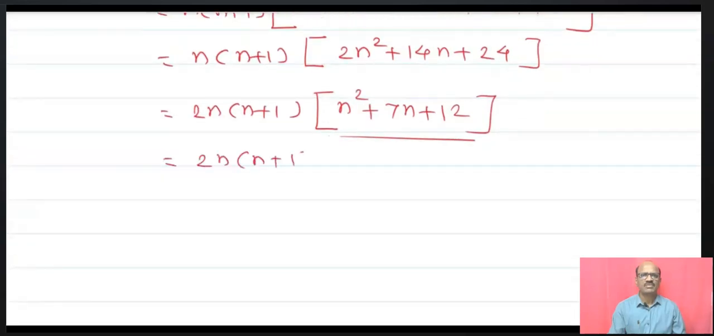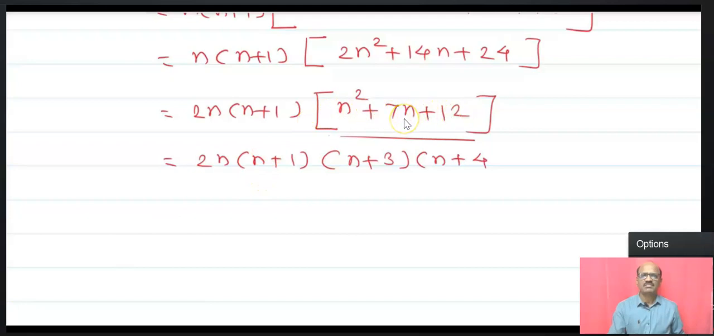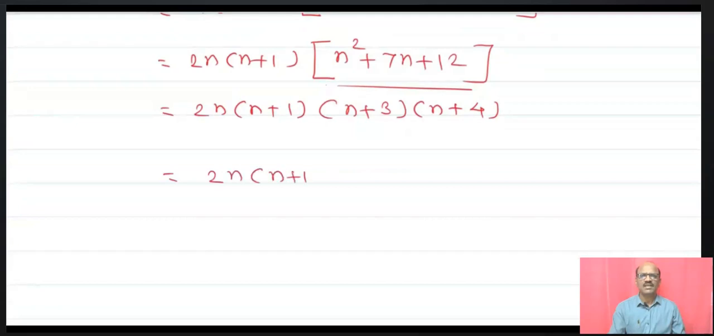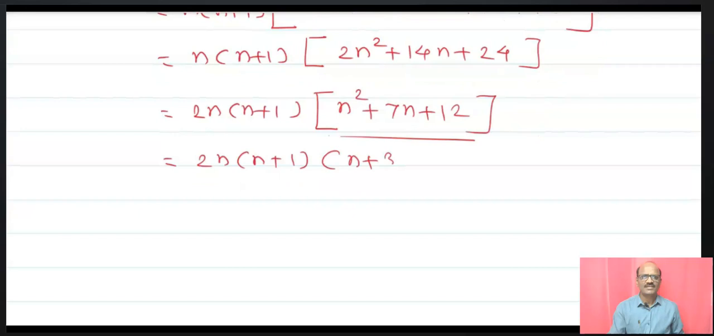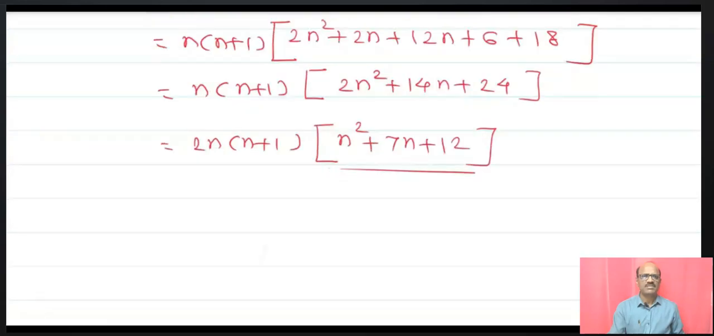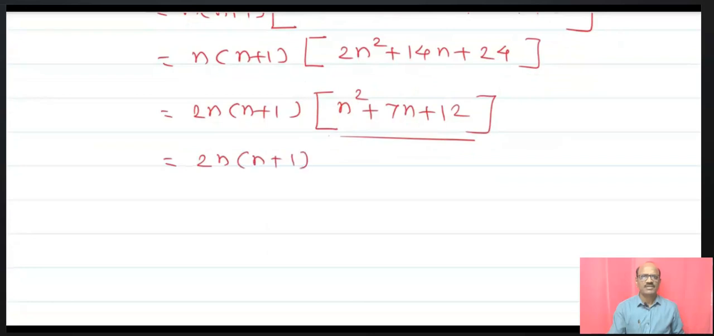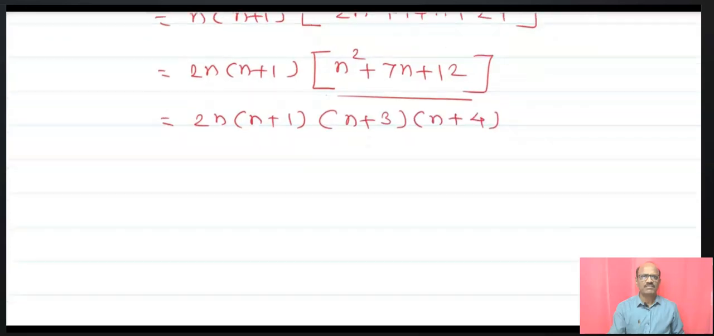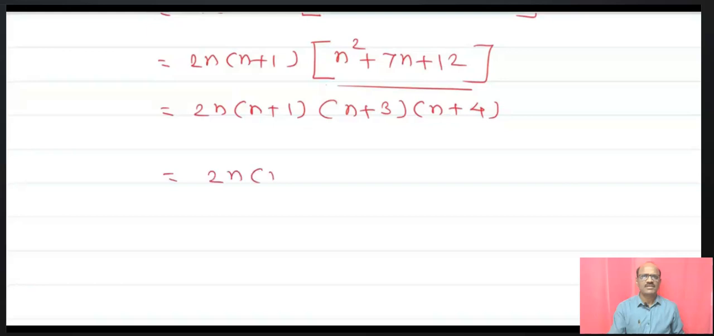That is 2n into (n plus 1), bracket complete. And the factors of these are very simple: multiplication 12 and sum 7. That is (n plus 3) into (n plus 4). Therefore, 2n into (n plus 1) into (n plus 3) into (n plus 4). And that's the end. Now again, you can see this answer: n square plus 7n plus 12, 2n into (n plus 1), and (n plus 3)(n plus 4). This is the answer.